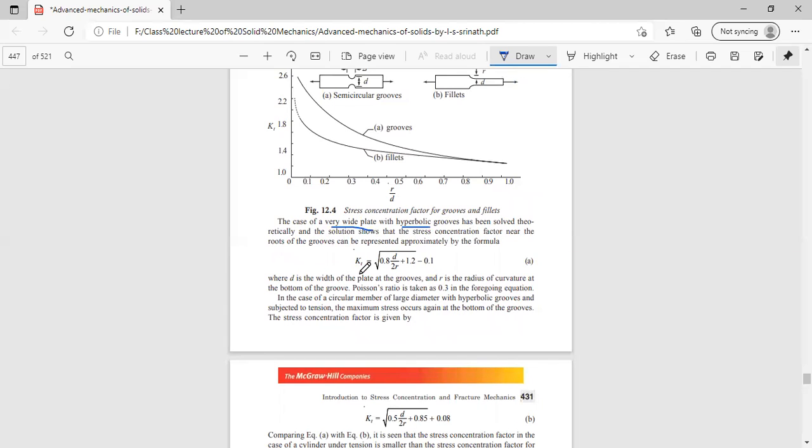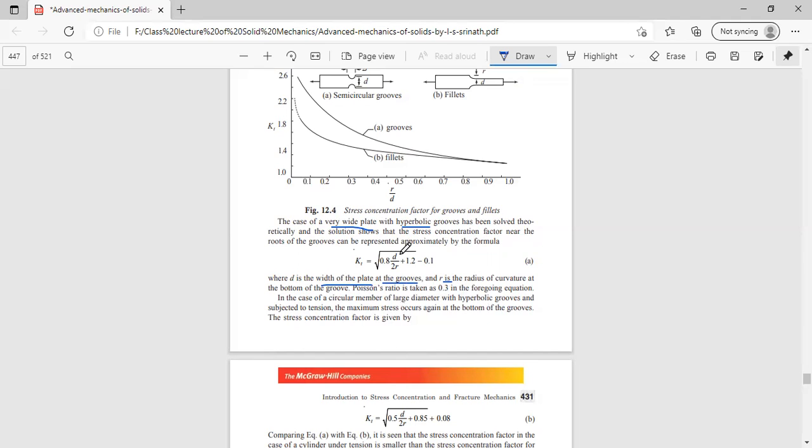Means the stress concentration factor is given under the square root of 0.8 D, where D is the width, or the diameter if the plate is round in shape, or the width if the plate is flat in shape, divided by 2R, where R is the radius of the groove, plus 1.2 is added to it under the square root, and outside the square root it is reduced by 0.1, by putting minus 0.1 outside, where D is the width of the plate or diameter at the groove, and R is the radius of curvature at the bottom of the groove itself.